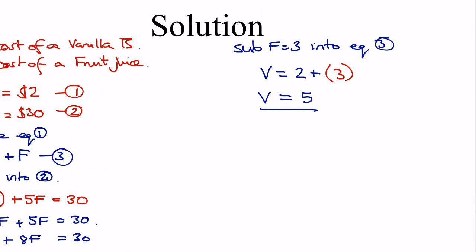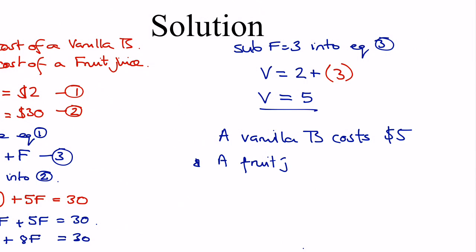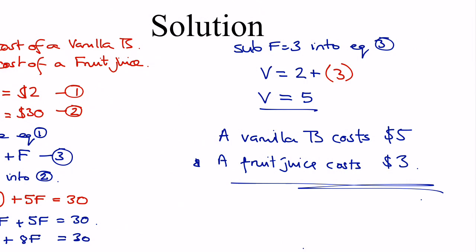Okay, so we've worked out that f is equal to 3 and v is equal to 5. So to finish off the problem, I need to just state that. So a vanilla thick shake costs $5, and a fruit juice costs $3. And that's our problem solved.